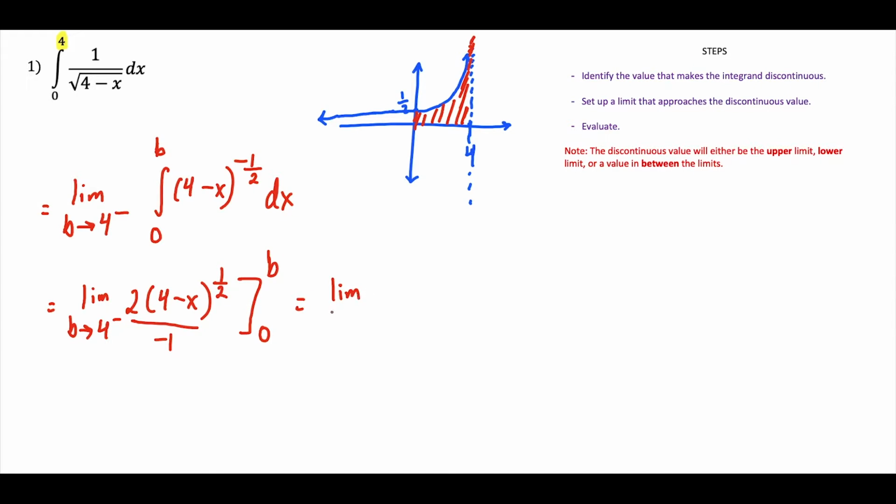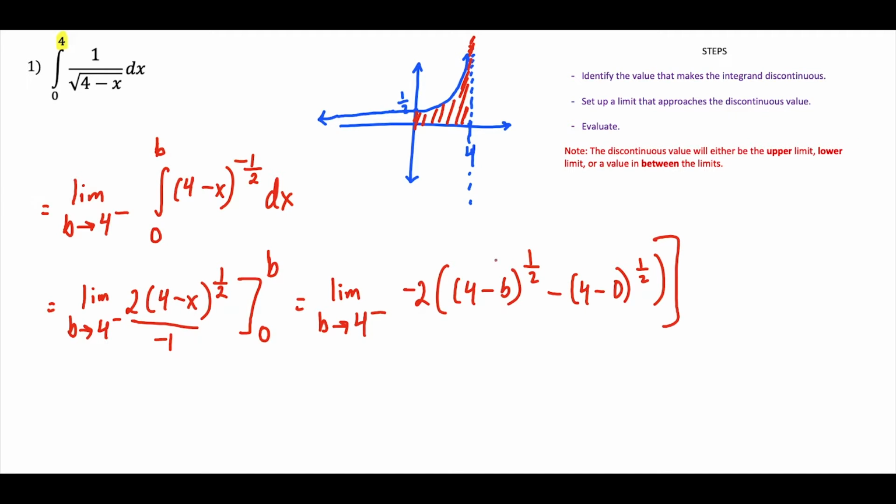So now we have the limit as b approaches 4 from the left side. And now 2 divided by negative 1 is just negative 2. And on the inside here, we're just going to plug in the limits. We have 4 minus b to the 1/2 power, minus 4 minus 0 to the 1/2 power. All right, and if we want to put brackets around this whole thing, we can, just to show what we're actually plugging in. But now this limit is something we could evaluate by direct substitution.